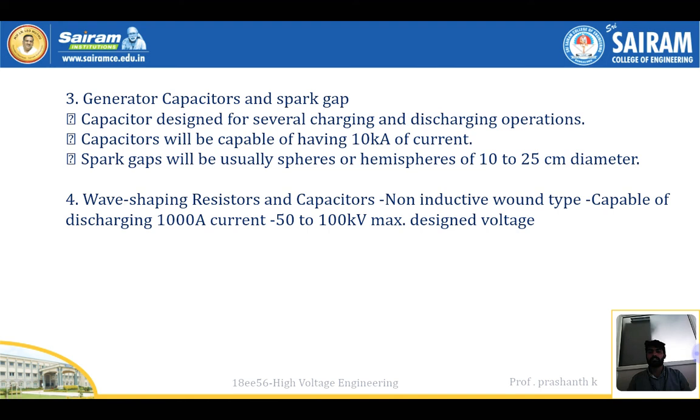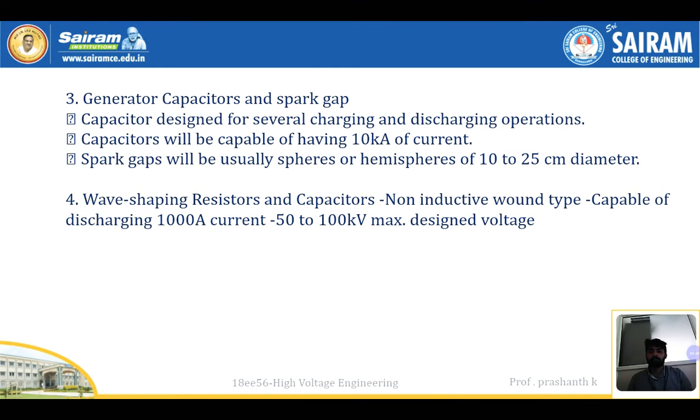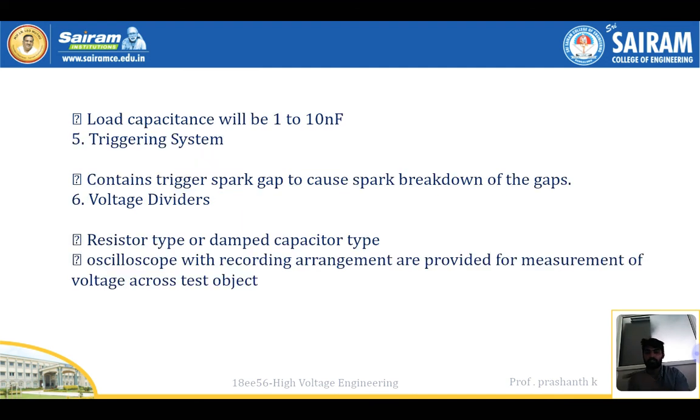The capacitor is designed for several charging and discharging operations, capable of handling 110 kilo amps of current. Spark gaps will usually be spheres or hemispheres of 10 to 25 centimeter diameter. Wave-shaping resistors are non-inductive wound type, discharging 1000 amps current, with a maximum designed voltage of 50 to 100 kilovolts. The load capacitance will be 1 to 10 nanofarad.